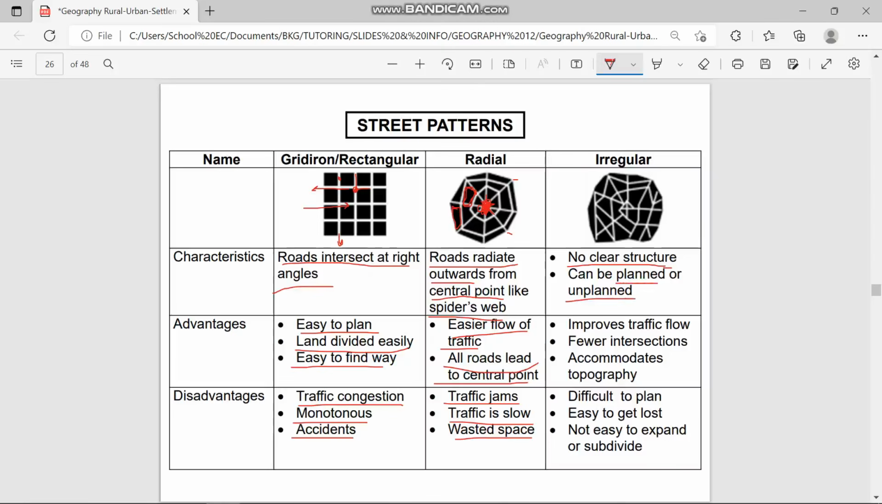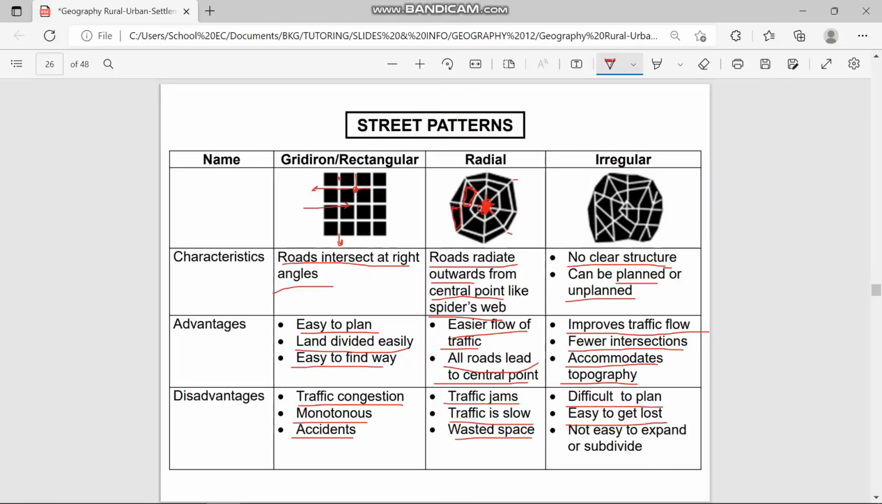The advantages of the irregular pattern: it improves traffic flow, meaning that the traffic flow is fluent. There are fewer intersections, meaning that you just go without being distracted by any robots or cars that want to join your road. It accommodates topography. It is mostly used, as you can see in your topographic map.